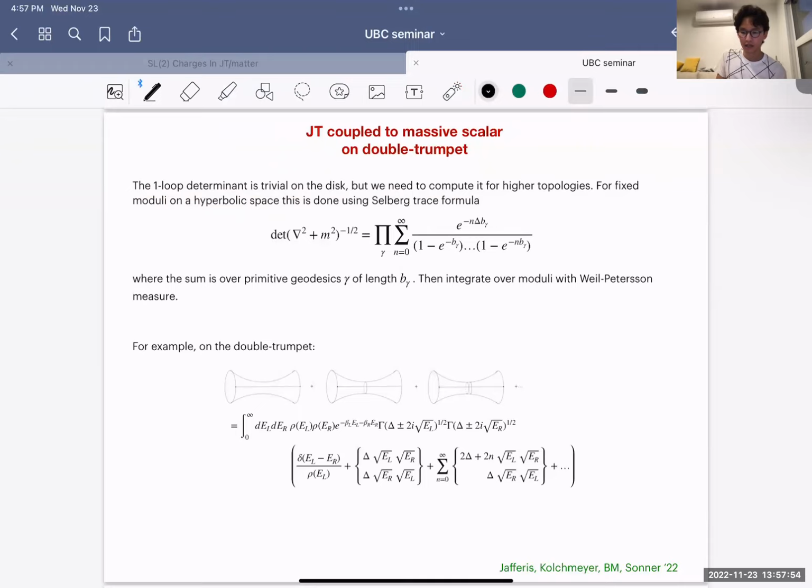And to compute it, there's a nice so-called Selberg trace formula that computes for you a determinant of the Laplace operator on any hyperbolic surface. And the formula is that you take a product over all primitive closed geodesics on the Riemann surface. And for each geodesic, you have some factor, where b gamma is the length of this geodesic. So the sum over n you can think of roughly as like the number of windings.